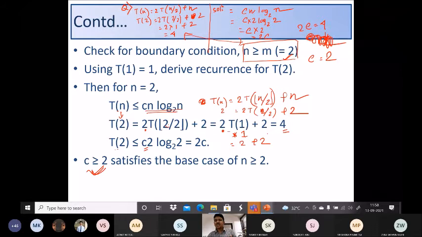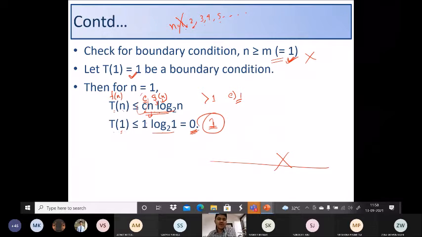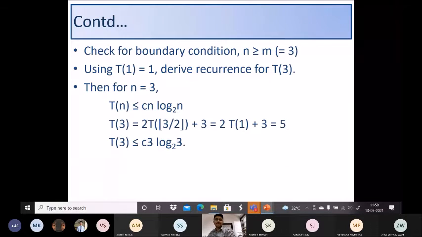Check the base condition 2. So C value should be greater than or equal to 2 with the base condition n greater than or equal to 2. So go back to the previous slide. For 1, it is showing it fails. But for 2, it passes. So check for 3. Check for n equal to 3 and see what is happening there.